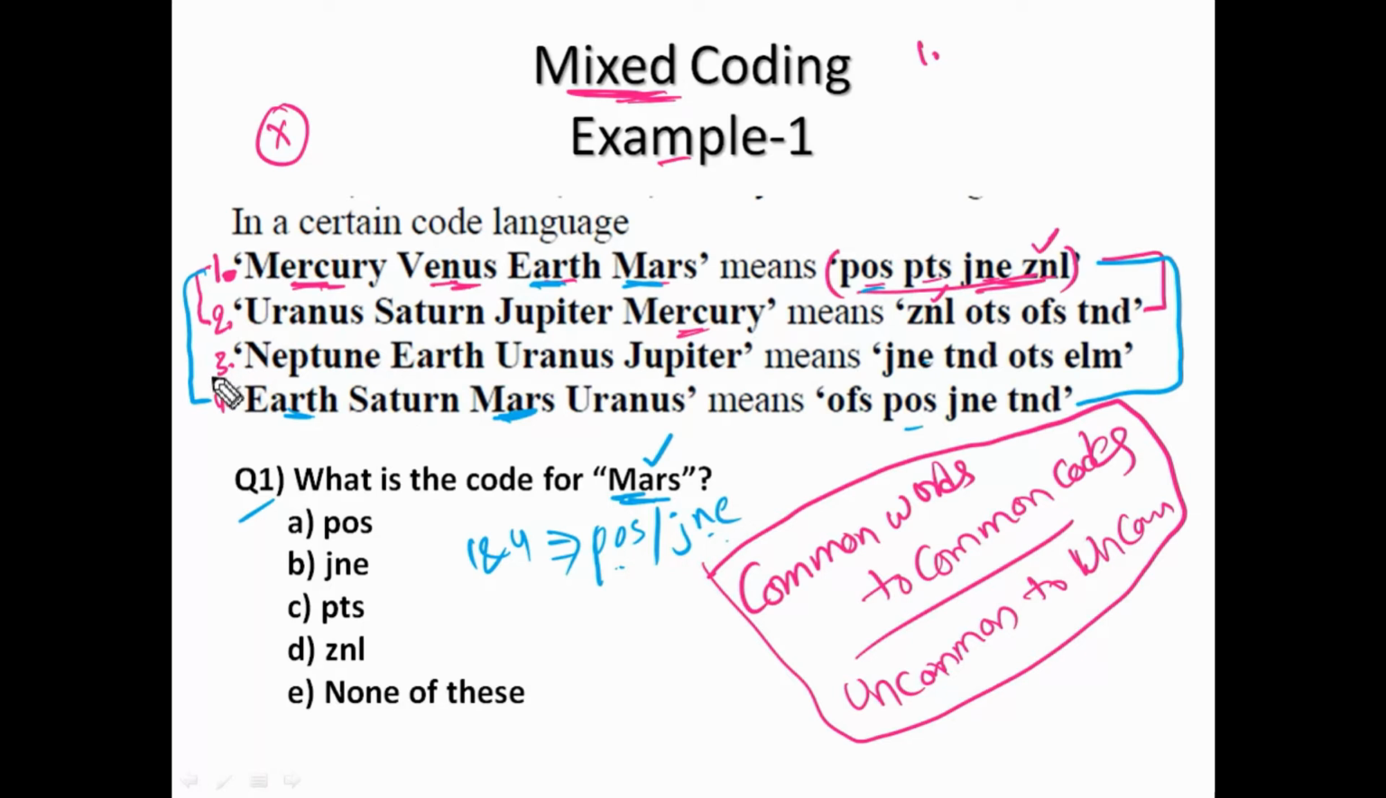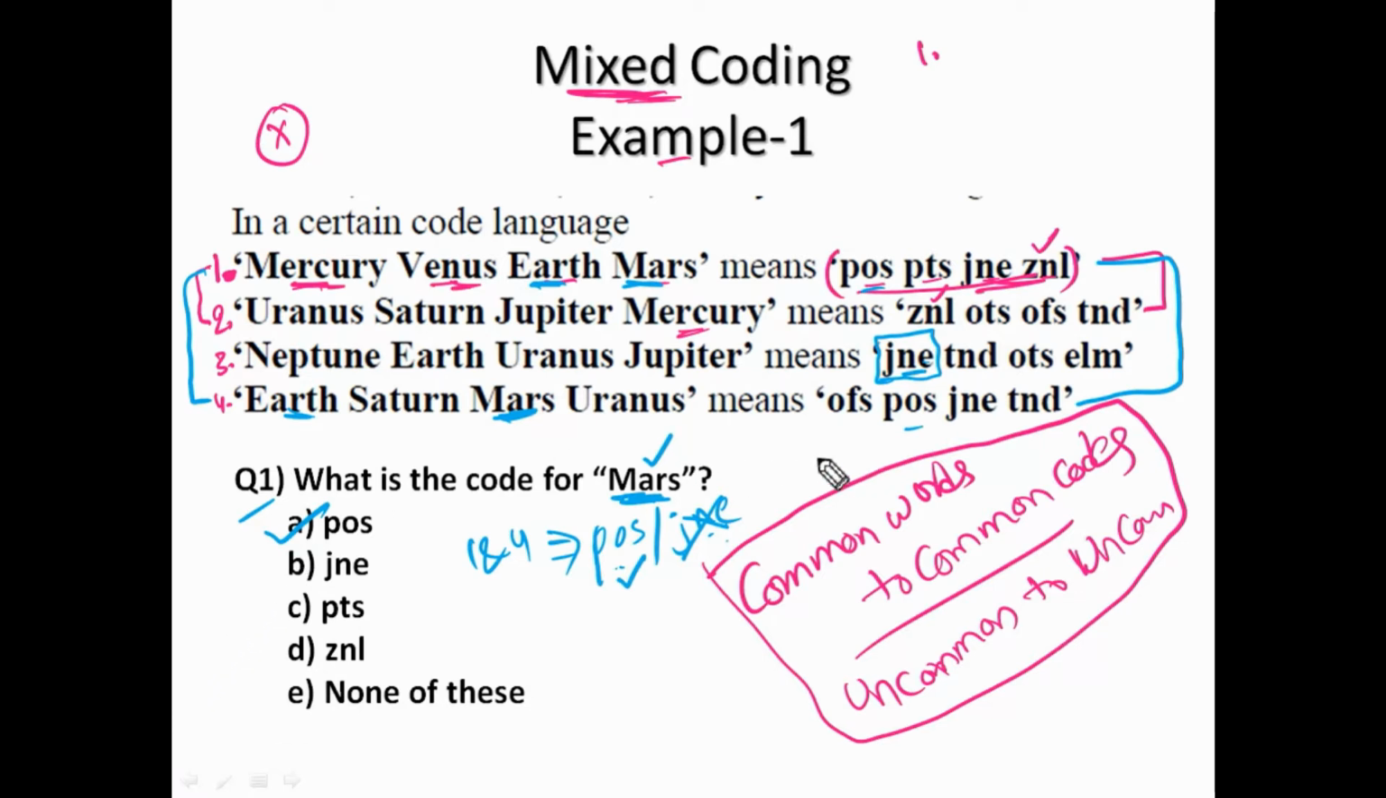If you see the third statement, there is one code like JNE. JNE is there in the third statement, but there is no Mars on the left hand side. So we can confirm JNE cannot be the code for Mars. Then what will be the code for Mars? POS. So the answer is POS.